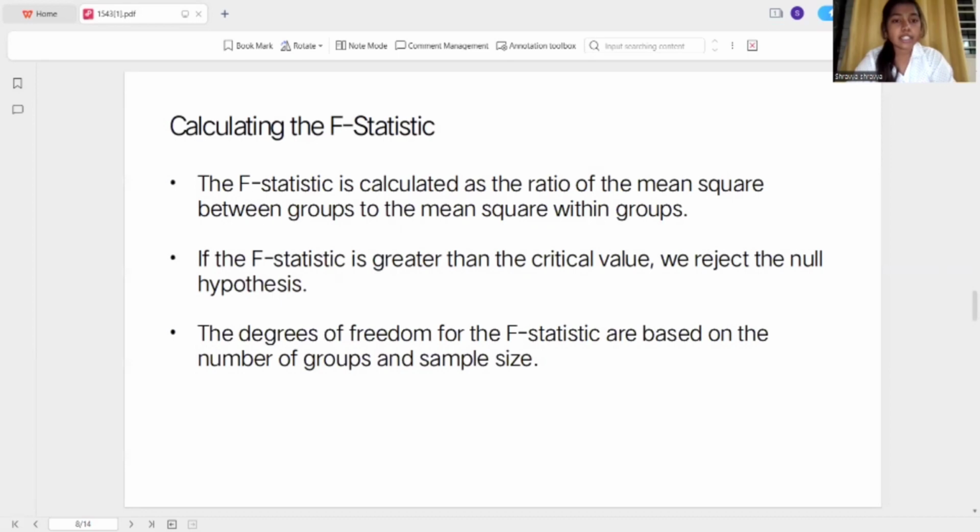And we have calculating the F statistic. The F statistic is calculated as the ratio of the mean square between groups to the mean square within groups. If the F statistic is greater than the critical value, we reject the null hypothesis. The degrees of freedom for the F statistic are based on the number of groups and sample size.